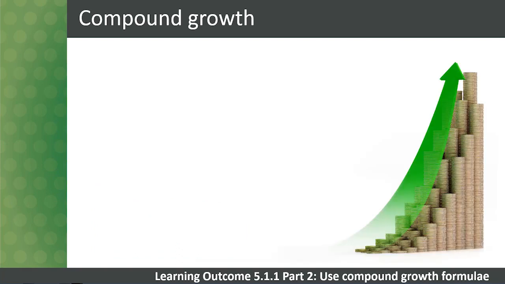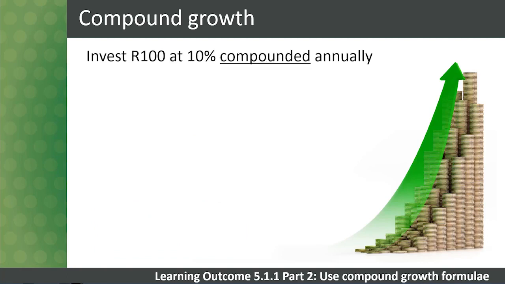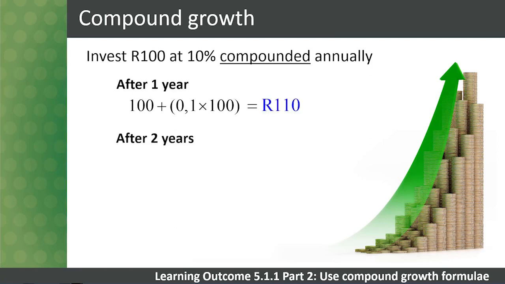So how does compound interest work? Let's look at an example. We start with 100 Rand and invest it at 10% compounded annually. After the first period, interest is calculated on the principal amount. So after 1 year, we have 110 Rand in the bank. After the second period, interest is calculated on the principal plus the interest earned in the first period. So after 2 years, we have 121 Rand in the bank.